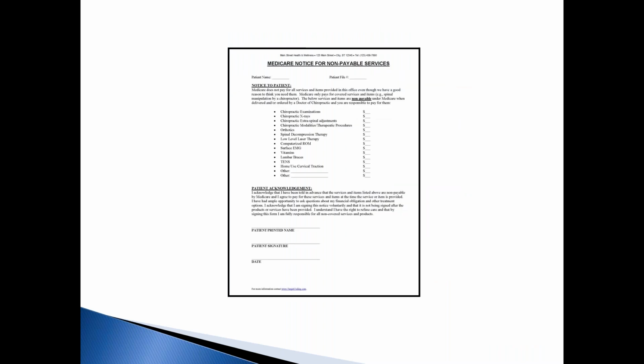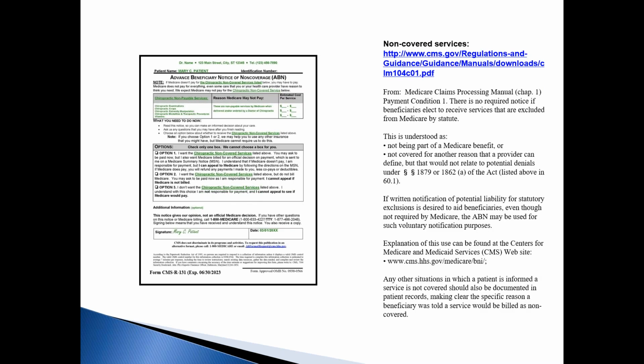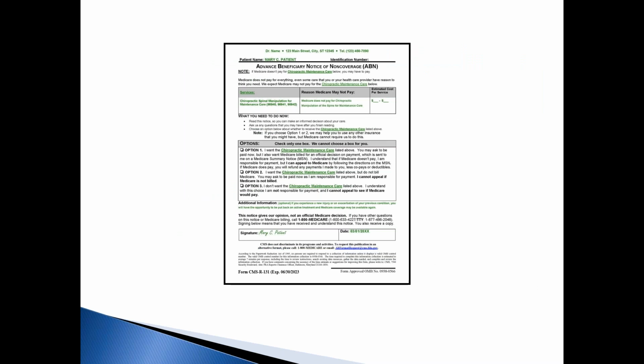You could use just your letterhead and say Medicare doesn't pay for exams, x-rays, extremity adjustments, modalities, orthotics, decompression, laser, computerized range of motion. Whatever you do, except spinal manipulation, you could put on this form, or you can use the ABN form for non-covered services. There's information on this slide that talks about how an ABN form for non-covered services is not mandatory, but if you want to use it, you can. We don't recommend you use an ABN form for non-covered services. And here's the ABN form for spinal manipulation.